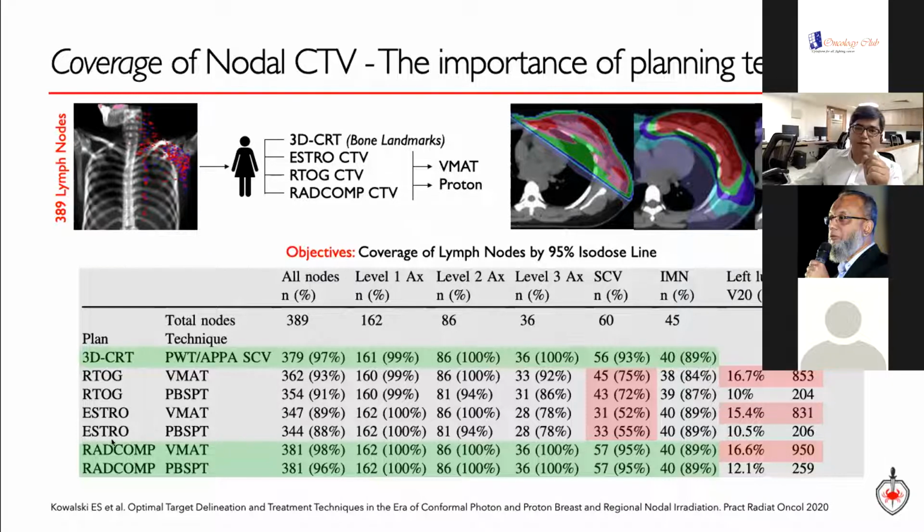And these lines in green, I'll just quickly go through them. The 3D conformal plan based on bony landmarks covered 97% of all lymph nodes in this particular planning atlas. Comparable to VMAT, comparable to proton, and definitely better than the combination of RTOG, ESTRO, all of these, but at the expense of a very high heart mean dose and a very high left lung V20.